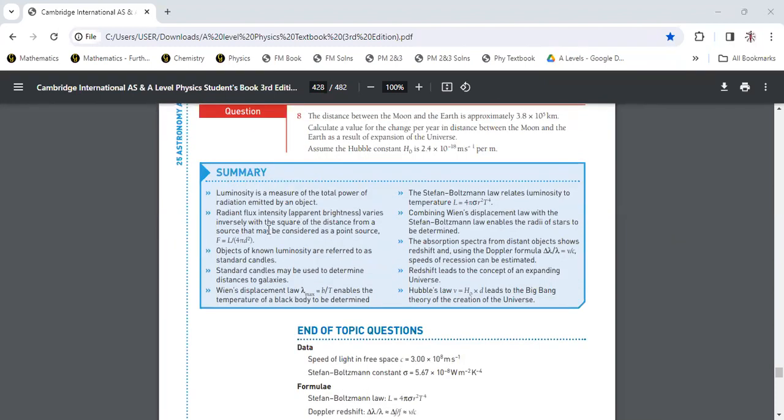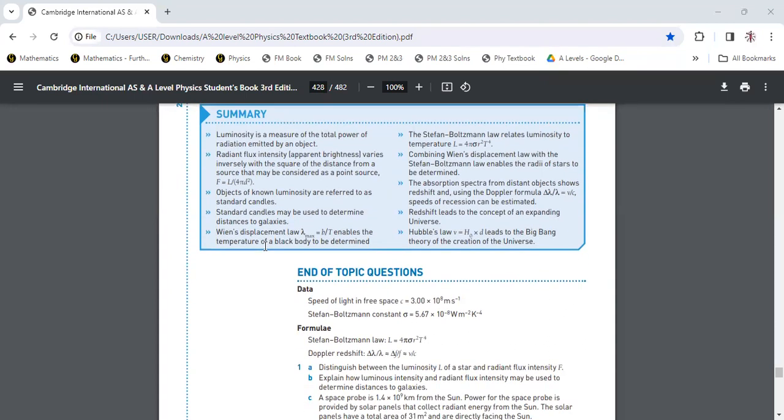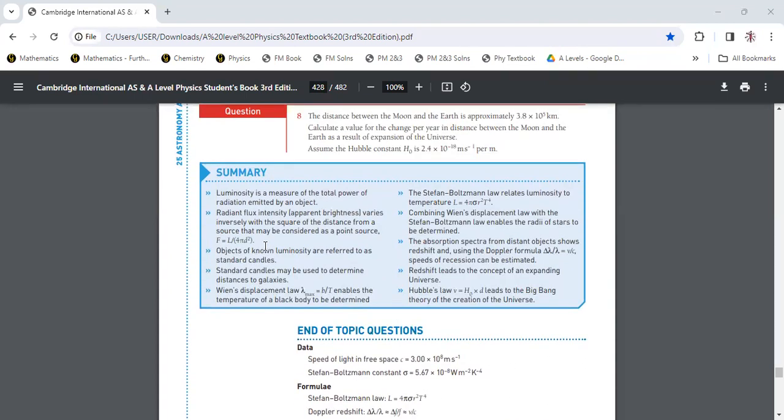Let's do a little summary as we might not have enough time for end of topic questions. For Wien's displacement law, please do not be worried as you do not exactly need to memorize it, although it's recommended, and things like the Stefan-Boltzmann law will be provided, but radiant flux intensity will not be provided, so you will need to memorize this. So what is luminosity?